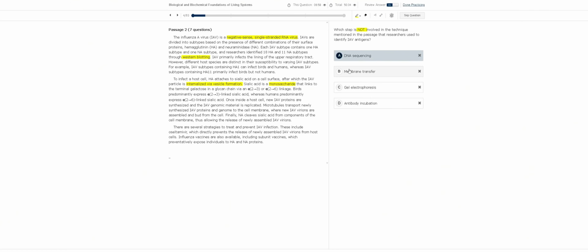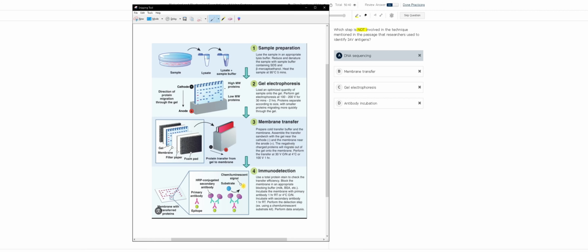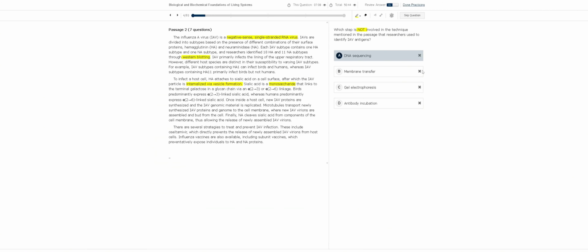And then membrane transfer, that's something we just talked about, because once you have the protein go through gel electrophoresis, it goes through membrane transfer. So B is still a correct answer. Gel electrophoresis, we just discussed, it goes through a current, gets separated, so that's part of the process as well.